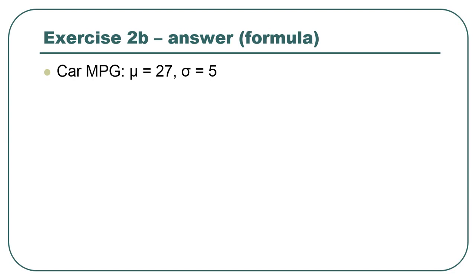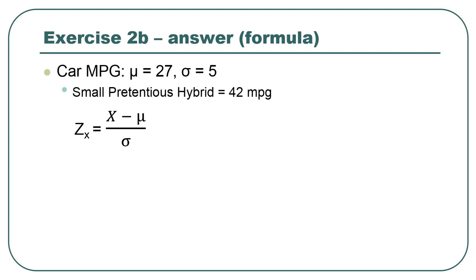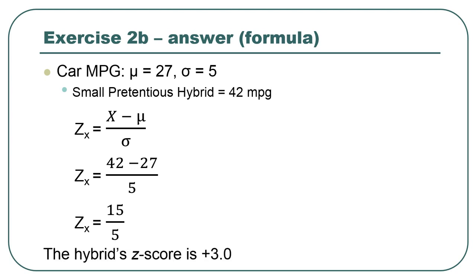So car miles per gallon here again. We've got the hybrid, x minus mu over sigma, which gives us 15 over 5, 3. So the formula works out very nicely for this.